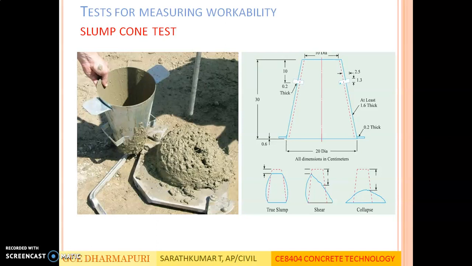As you can see in the left figure, the actual concrete after the cone is taken off, and in the second figure, the bottom line is when it is true slump, you will have a little bit reduced height, whereas in shear slump you will have a 45-degree line, whereas in collapse slump the concrete does not stand, it ultimately collapses.